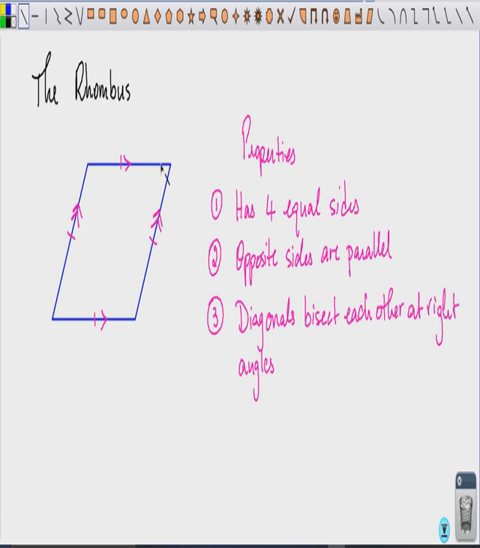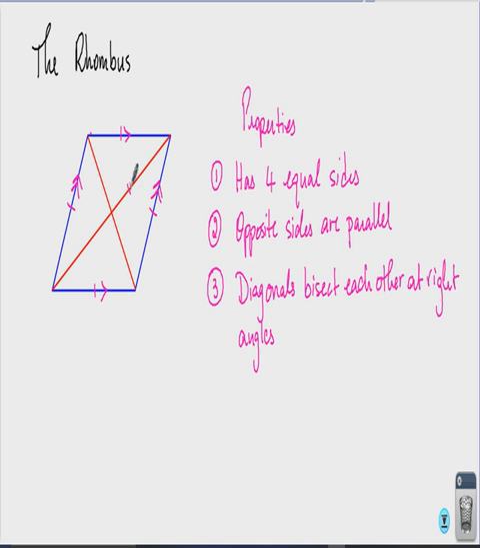Let me draw the diagonals. They are not equal, one is short and one is long, but they bisect each other, so this is equal to this, and this is equal to this, and at right angles. So there I have formed 4 right-angled triangles. That is a very important property of a rhombus. So it has 4 equal sides, opposite sides are parallel, and diagonals bisect each other at right angles. That's the rhombus. Let's now go to the last shape, which is the kite.